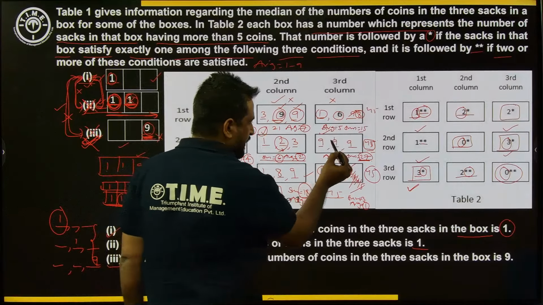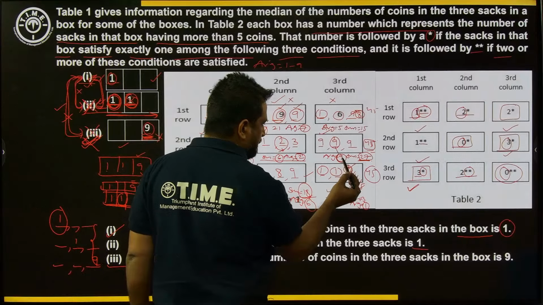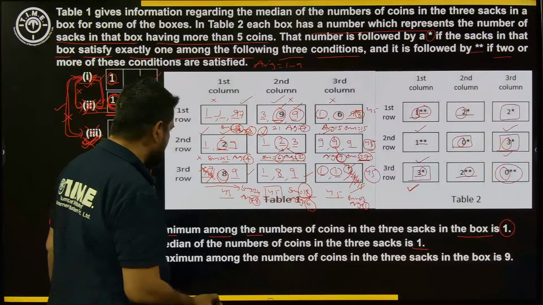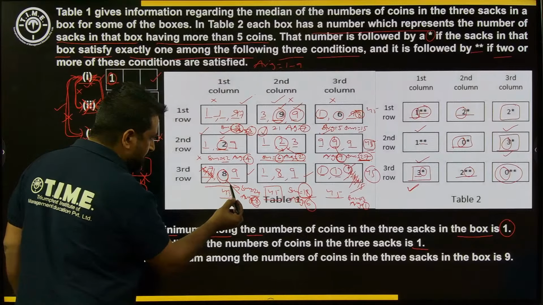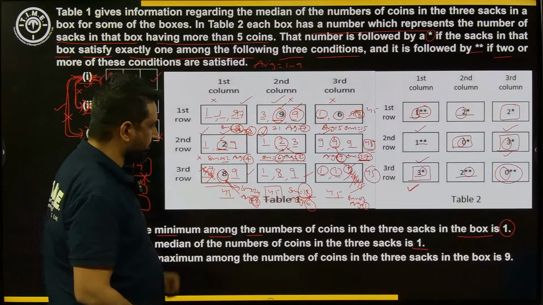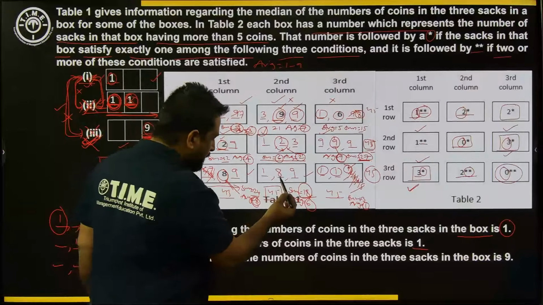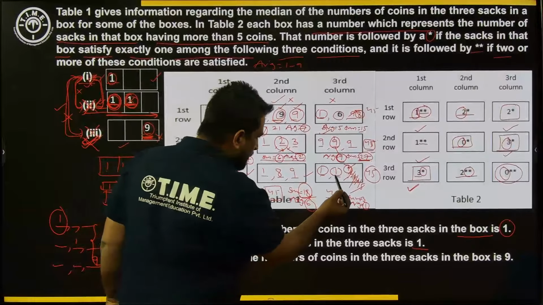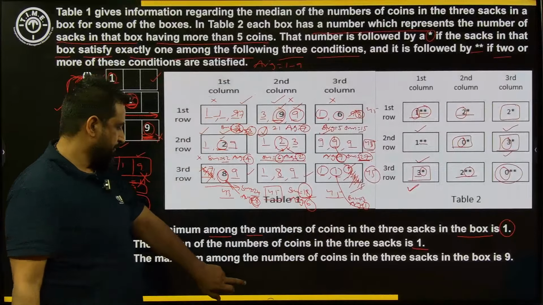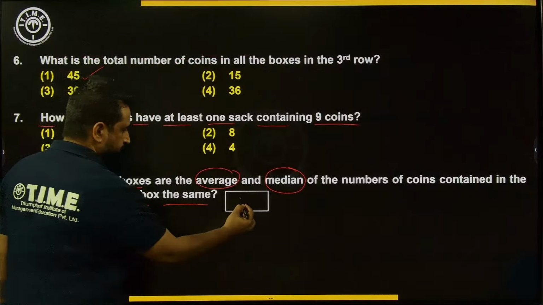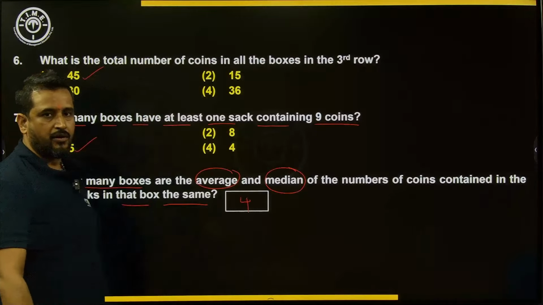Next, average and median both are 9. I can choose this. Next, average 8 and median number is also 8. I can choose this. So far we have 3 boxes. Next, median 8, average 6 won't work. Yes, median 1, average 1. It is also perfectly matching. So how many? 4. So answer to the question is 4.